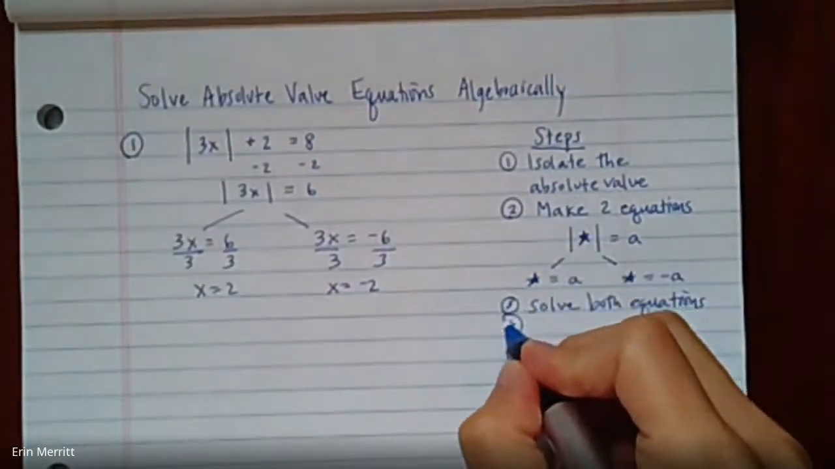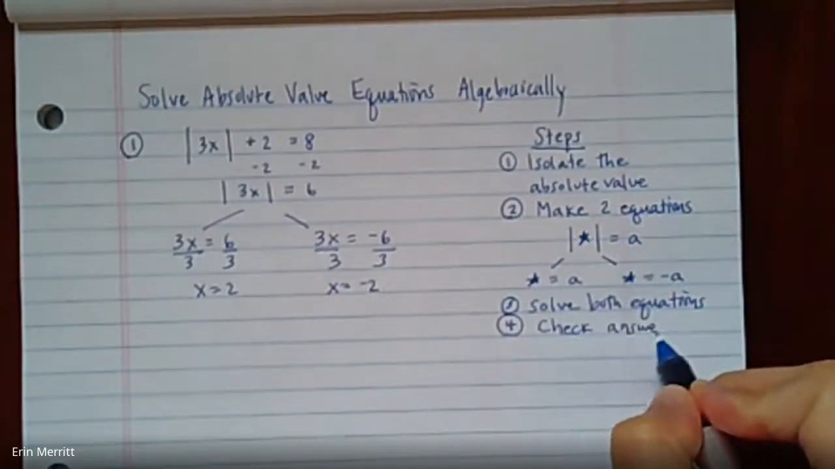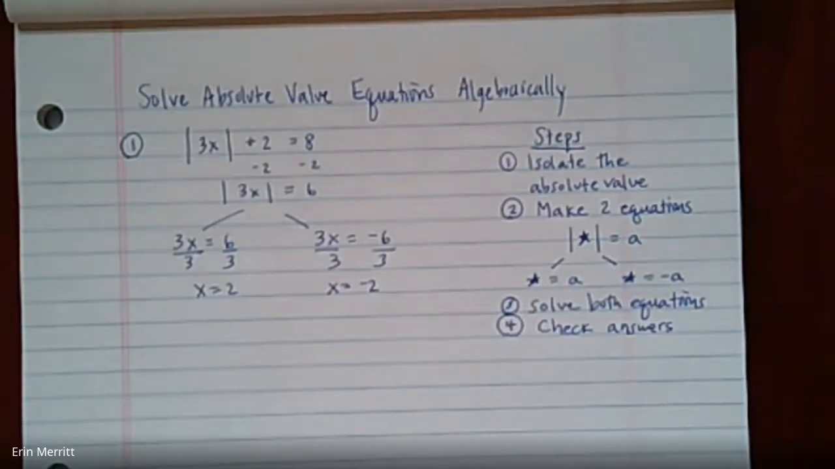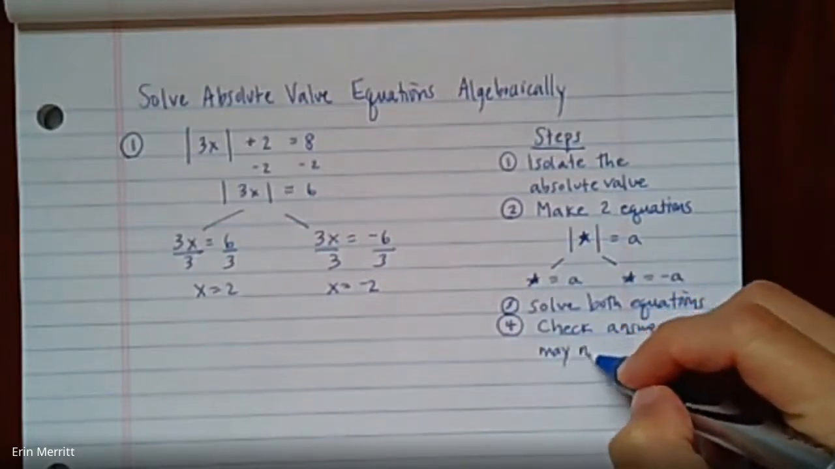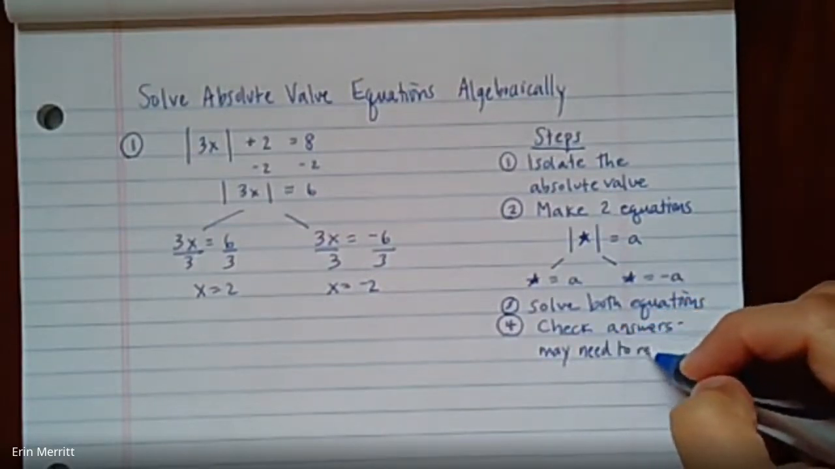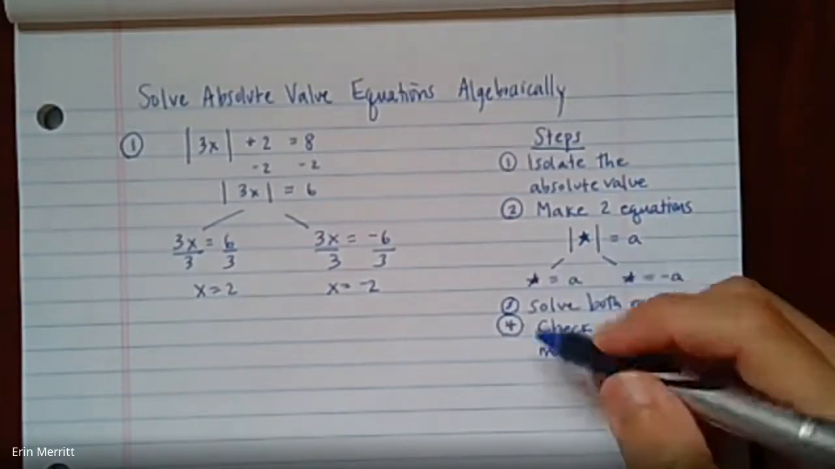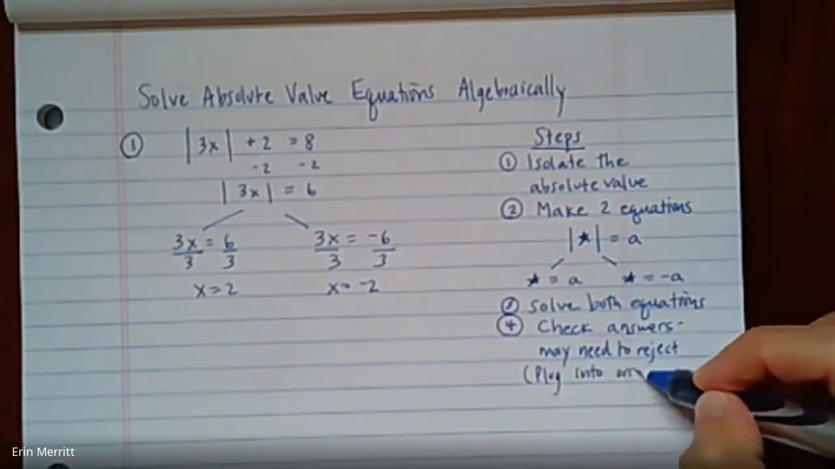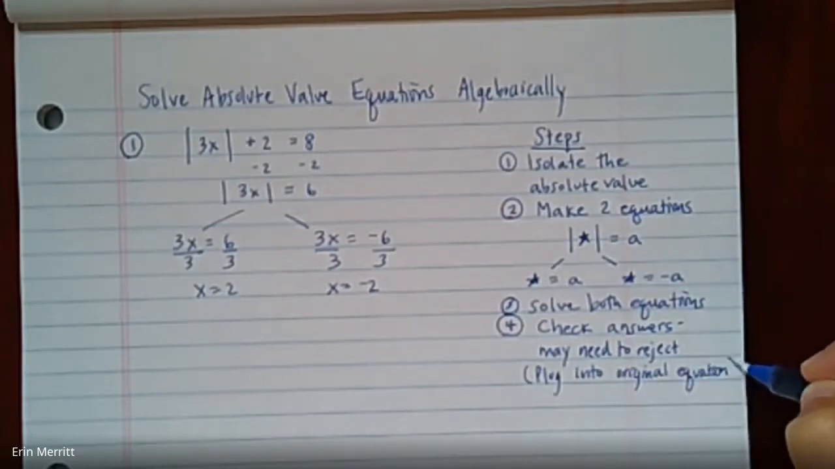All right, last step. It's always my least favorite, but you do have to check the answers. Some equations, you can just assume that they're going to work out, and the answer you get, unless you made a mistake, is going to be the answer. But with these ones, you may need to reject a solution, all right? So when you check it, you need to make sure that you plug into the original equation. That is key, all right? The one that has the absolute value in it still.